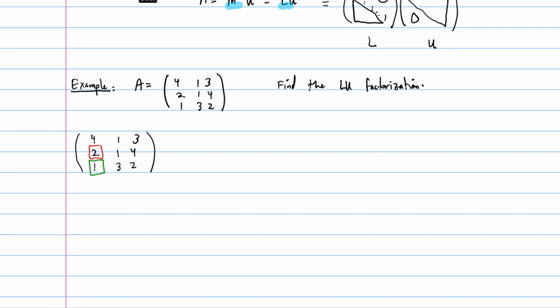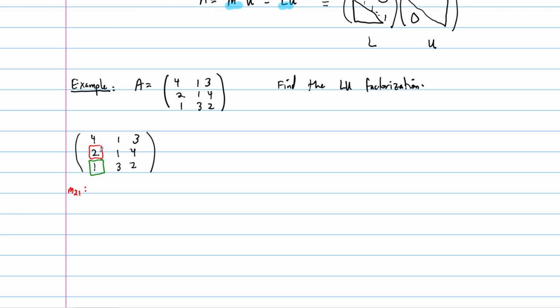Okay, so let's start with this one. This is in the row 2, spot 1, so I'm going to name this. Let's call it M21. It's in the second row, the first column, right? So what are we going to do? What does this operation tell us to do? How are we going to get rid of it?